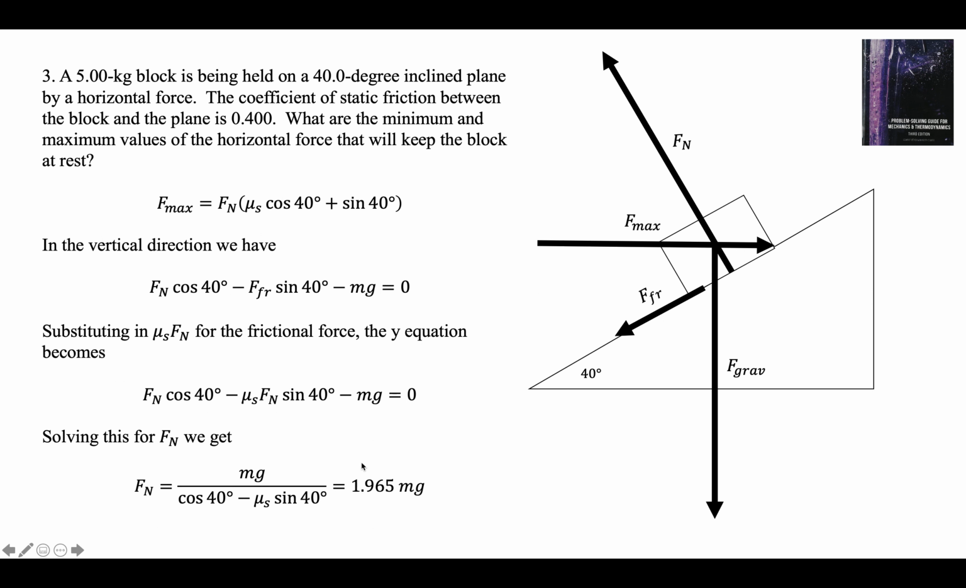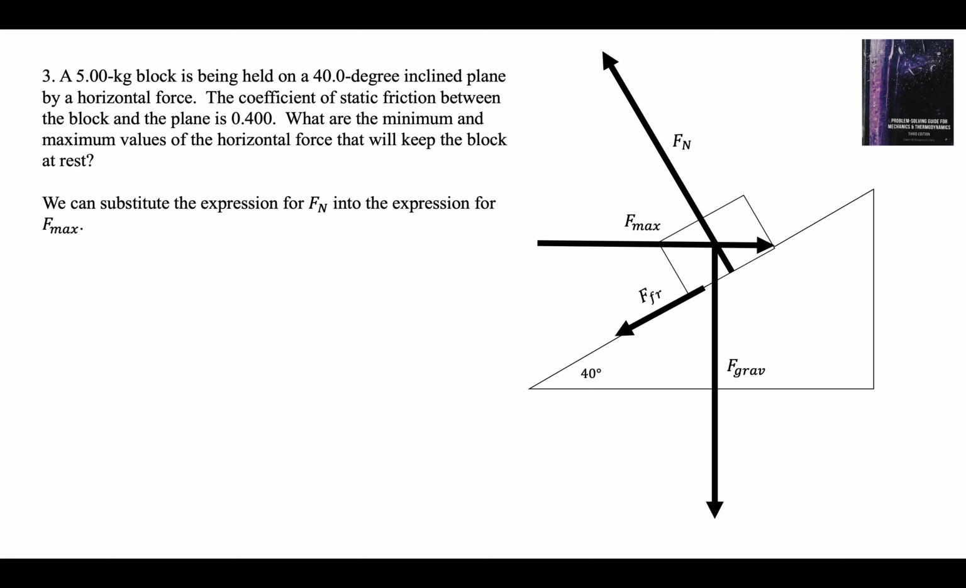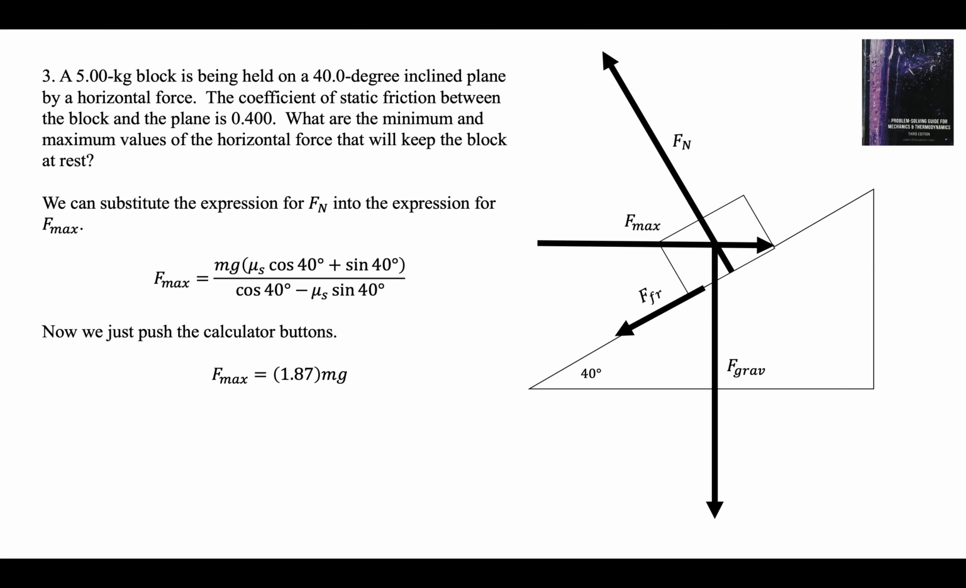It's almost twice the weight of the block. It's big. We're jamming that block into the plane. Substitute this expression for Fn into the expression for F max, similar to what we did before, and we just calculate it. And we get 1.87 mg, which is big. Almost twice the mass. So F max is 93.3, F min is 16.4 newtons.